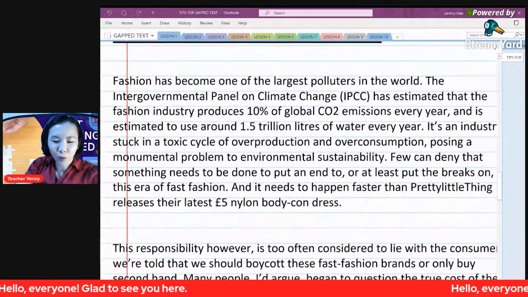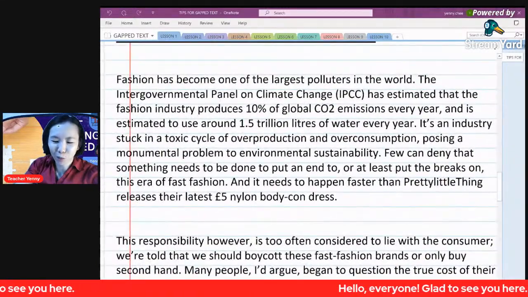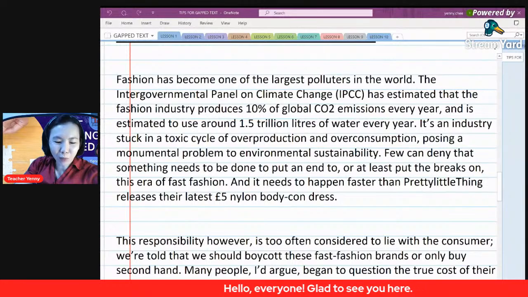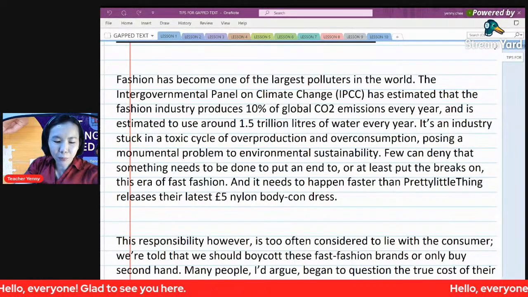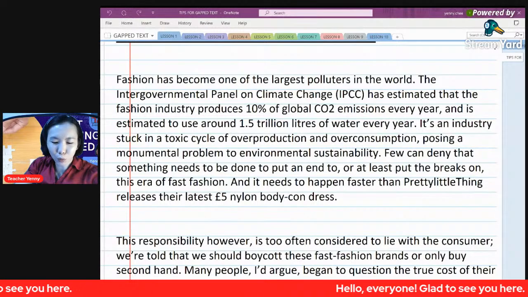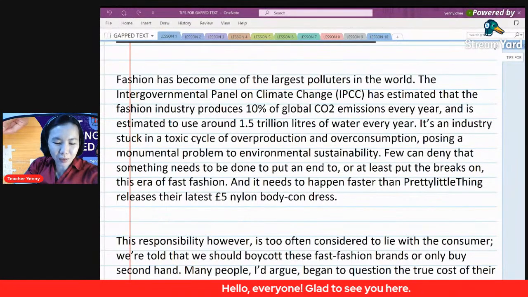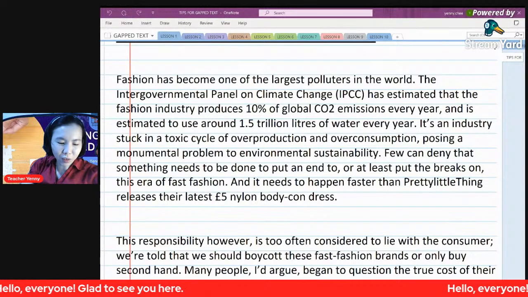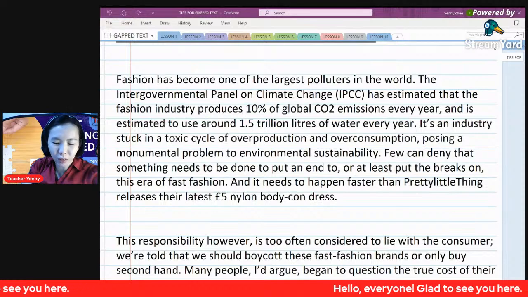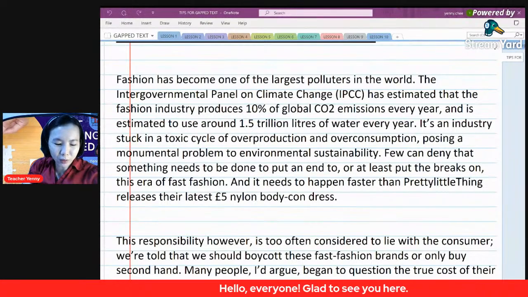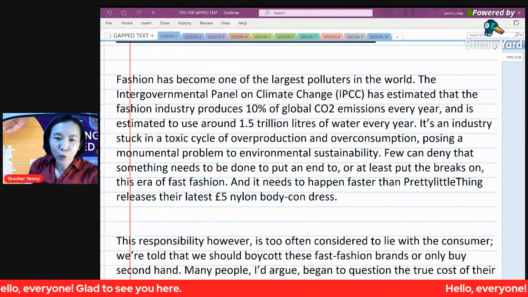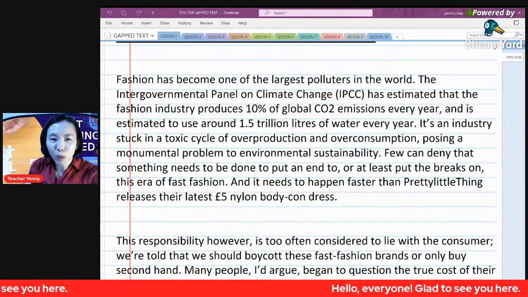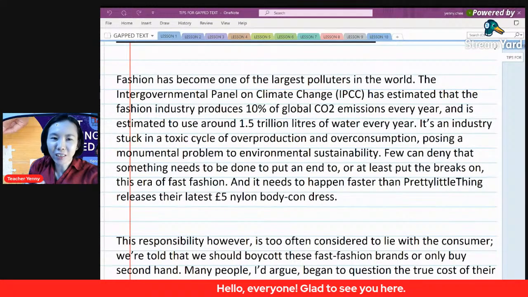One of the largest polluters in the world. The Intergovernmental Panel on Climate Change, IPCC, has estimated that the fashion industry produces 10% of global CO2 emissions every year and is estimated to use around 1.5 trillion liters of water every year. It's an industry stuck in a toxic cycle of overproduction and overconsumption, posing a monumental problem to environmental sustainability. So what you want to buy, what you want to wear, please consider the environment as well.